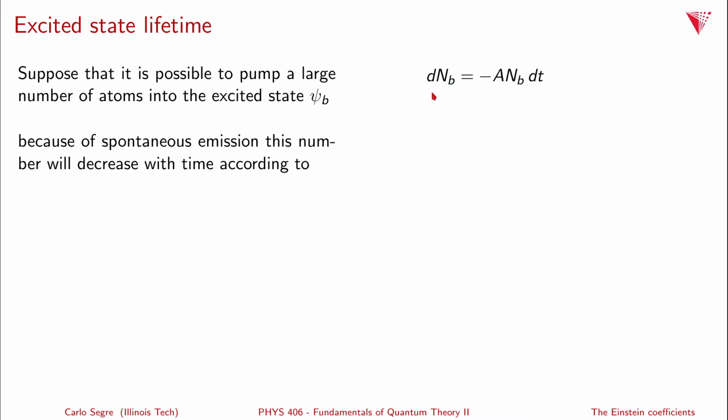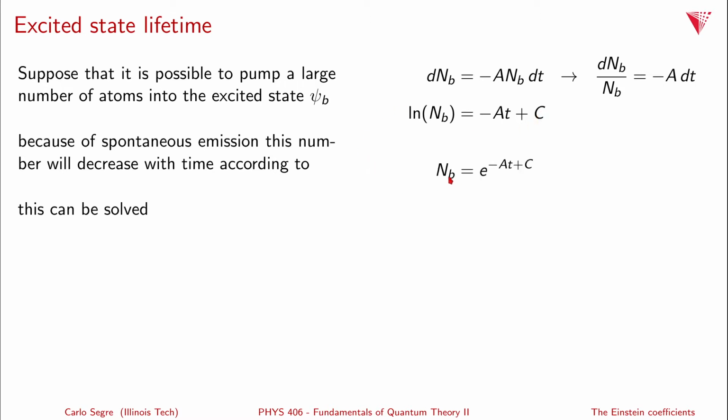Well, this differential equation can be solved by direct integration. You divide by N_b, and you have dN_b over N_b equals minus A dt, and you integrate that out. This is the equation that you end up with. This is an exact derivative of the natural log of N_b, and this just gives you minus A times t. So you have natural log of N_b is equal to minus A times t plus an integration constant.